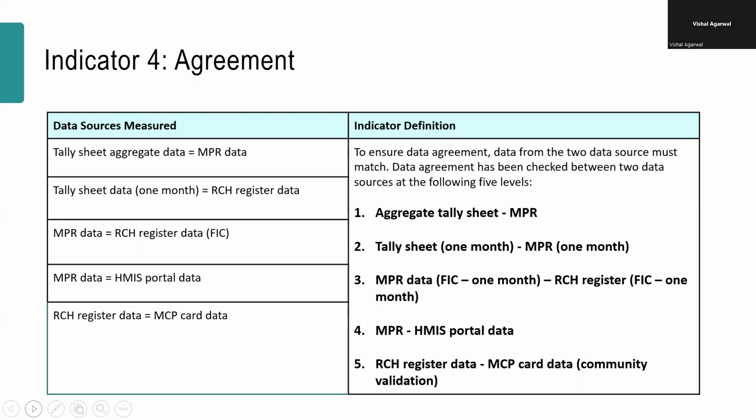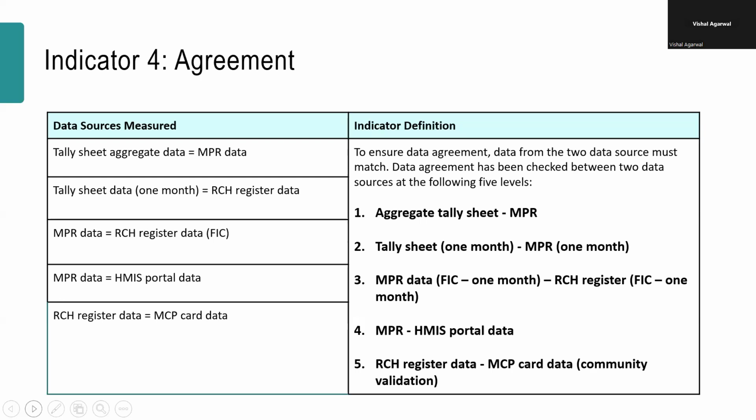Otherwise, if there is some discrepancy, then we have not considered that particular child as a fully immunized child. The fourth indicator was the monthly progress report data against the HMIS portal data. That should be the same, because the monthly progress report is the primary source of data entry in the HMIS portal. So that should be exactly the same. It means there should be 100% agreement between both of these sources.